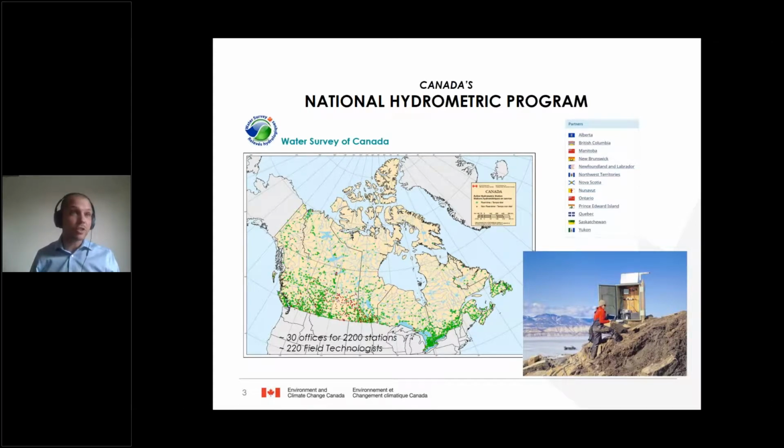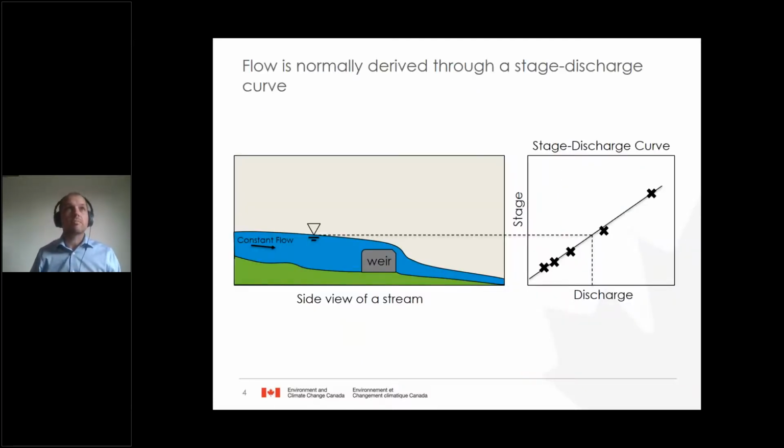But this is done through 30 offices across the country and with about 220 field technologists. And so I work for head office, and our job is to support the field technologists. And so just while we're looking at those numbers, it means that a technologist is in charge of about 10 stations. So that gives you an idea of how long it takes to get out to site and get that data looked after.